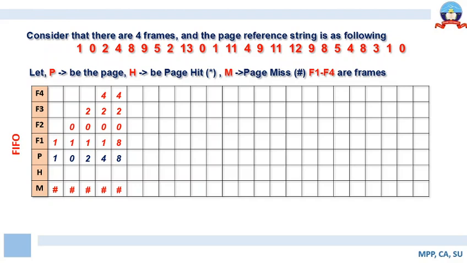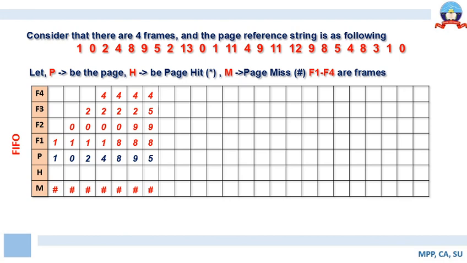Now after that, there is a reference to page number 9. Page number 9 is not available in the main memory, so it has to be loaded onto the main memory from the secondary memory. So again we have a page miss. Now the oldest page that can be replaced is page number 0. So page number 0 is replaced with page number 9 and it is executed by the processor.